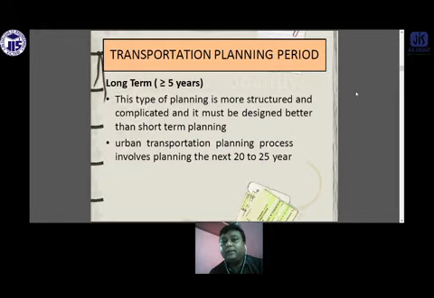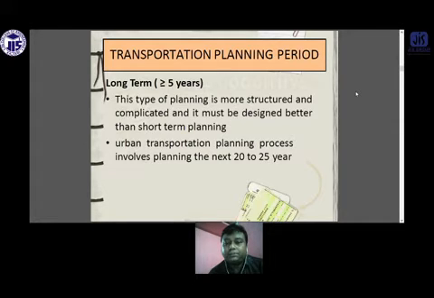Without planning, things cannot proceed in a smooth way, and we cannot achieve our goal successfully. So planning is required. If we are talking about the transportation system, here too we need proper planning. Long-term planning is basically more than 5 years. This type of planning is more structured and complicated, and it must be designed better than short-term planning.